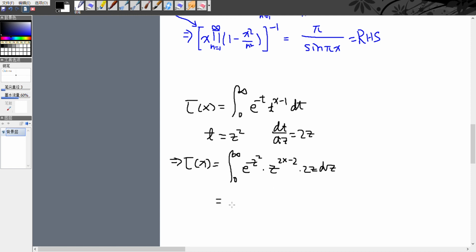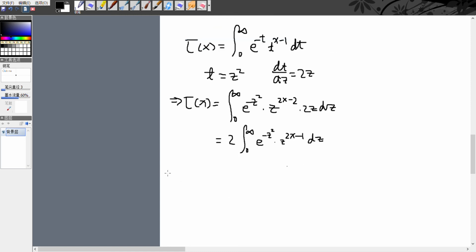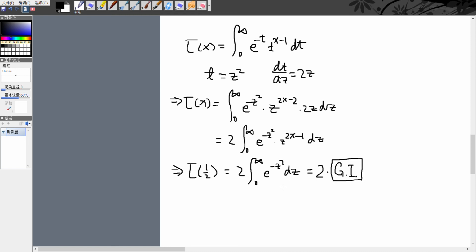So we'll have this equal to the integral from 0 to infinity of e to the negative z squared times z to the 2x minus 1 dz. So now we can just observe that gamma 1 over 2 is equal to 2 times the integral from 0 to infinity of e to the negative z squared dz, which gives us gamma 1 over 2 is just equal to 2 times our Gaussian integral, which is amazing.